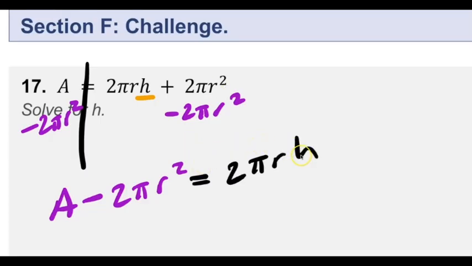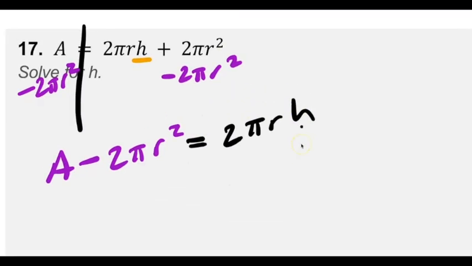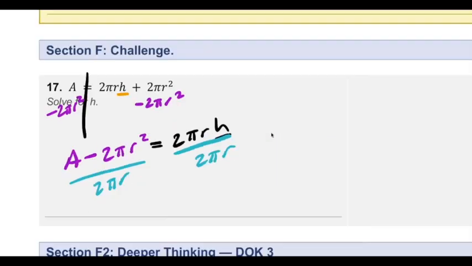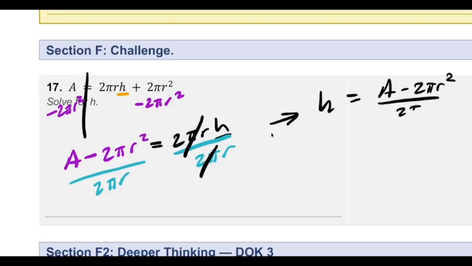Again, we're still trying to get h by itself. Next step, well, what's going on with the h? Right now it's being multiplied by 2 pi r. So opposite of multiplying, dividing. Let's divide everything by 2 pi r. So these are going to cancel. I'm going to get h equals a minus 2 pi r squared over 2 pi r.